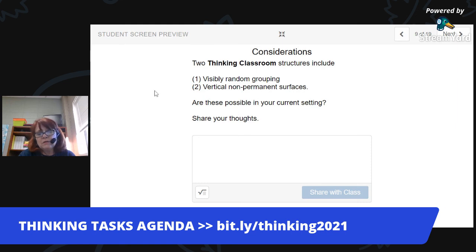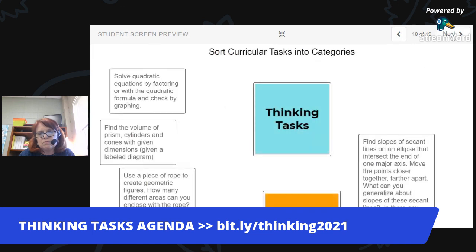share that virtually. You could share it in a Google Meet. You could share it in a Zoom. You could use Jamboard inside your Google Meet. So this is a way to have your thinking classroom structure somewhat, with visibly random groups on vertical non-permanent surfaces. In other words, digital non-permanent surfaces.